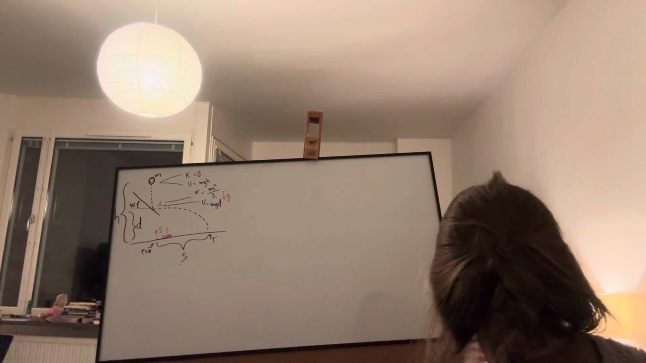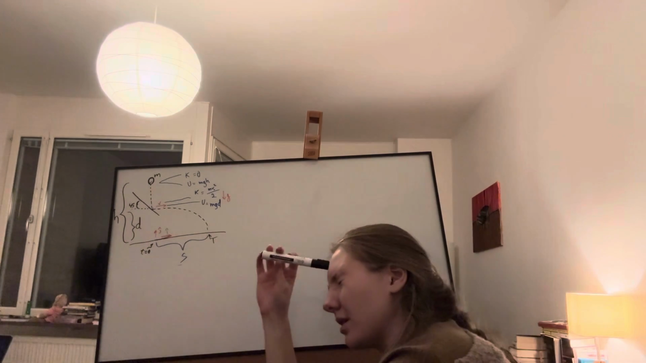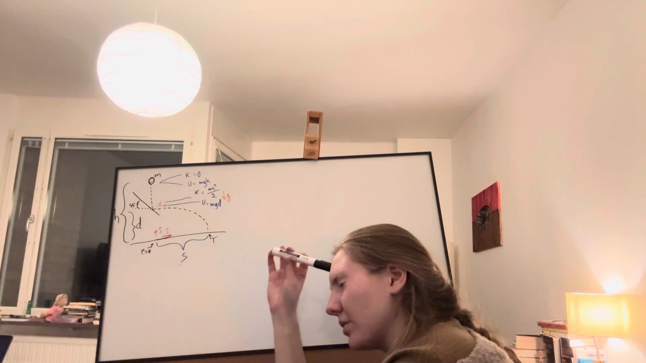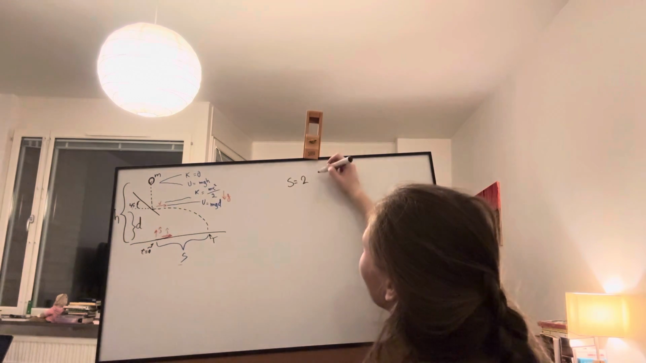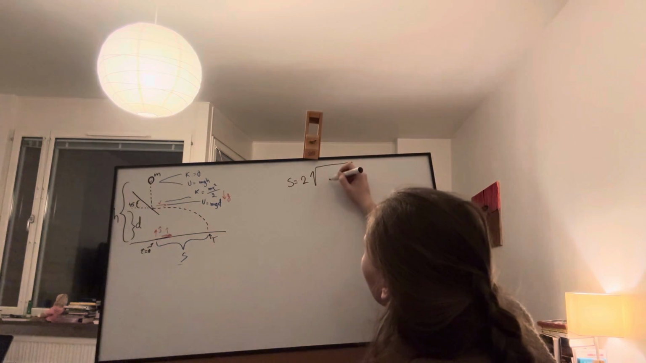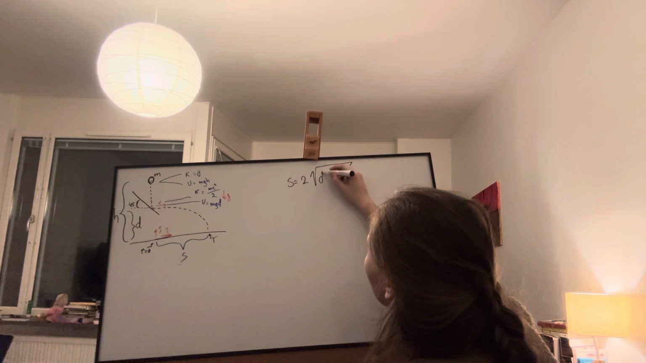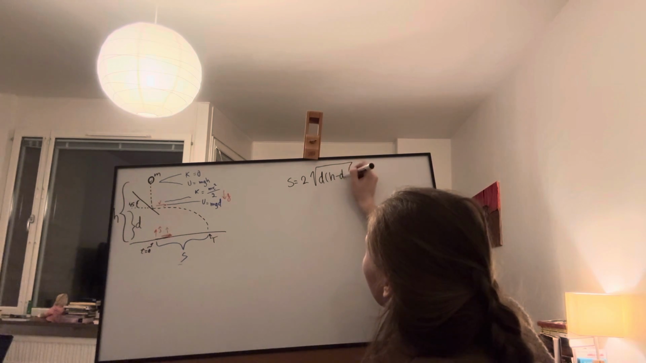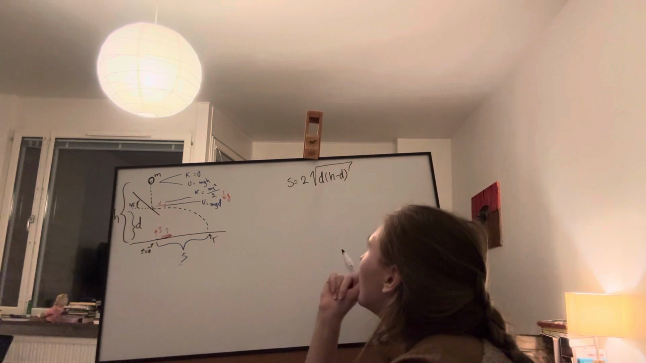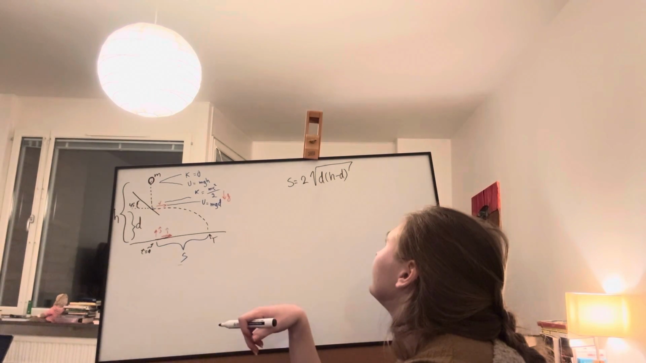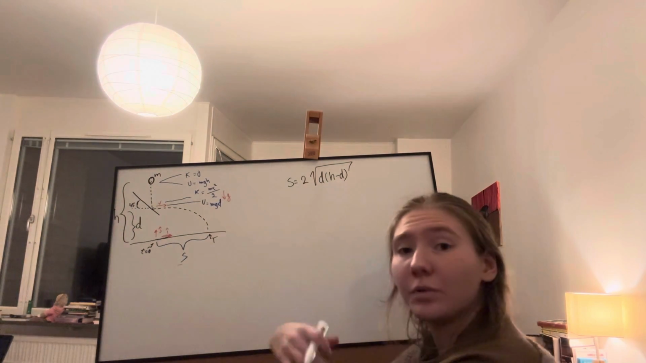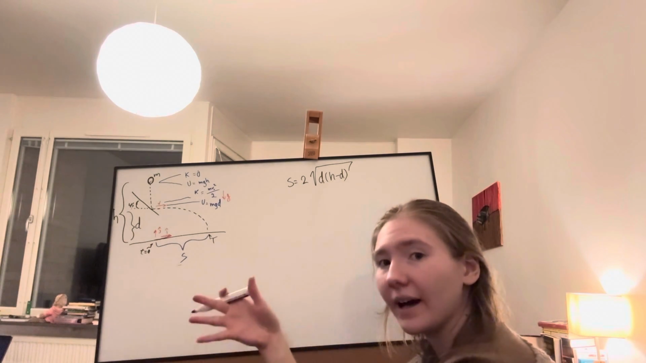Good job for deleting what I needed. Wait, hold on. What did we have? It was s equal to 2 square root of d(h minus d). Okay. I trust myself on this. Okay, so what do we do?